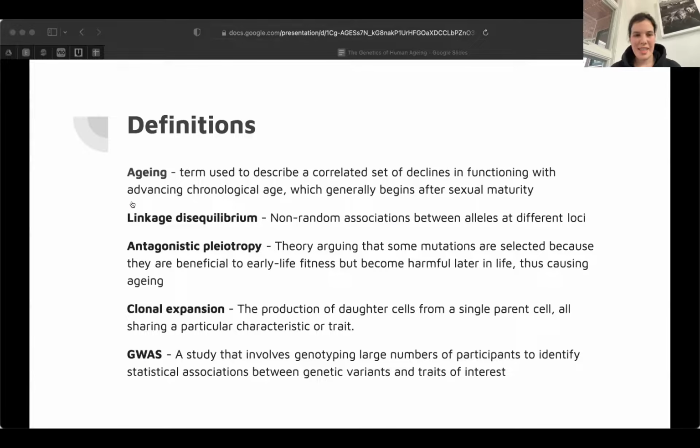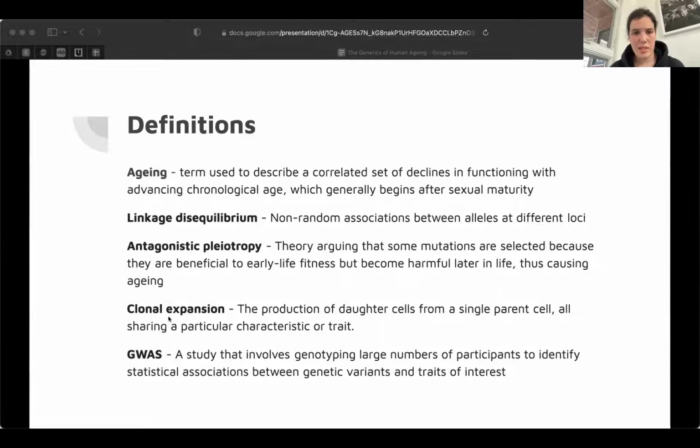Before we get into anything really heavy, I figured we could cover some basic definitions used throughout the paper so that anyone who has confusion will hopefully clear that up here and now. First and foremost, aging, according to the scientists here, was used as a term to describe a correlated set of declines in functioning with advanced chronological age. This sort of decline begins to happen after humans or other animals reach their sexual maturity.